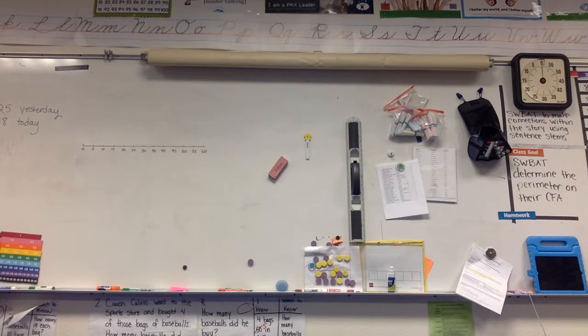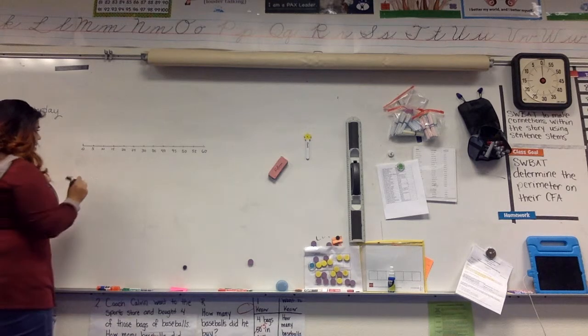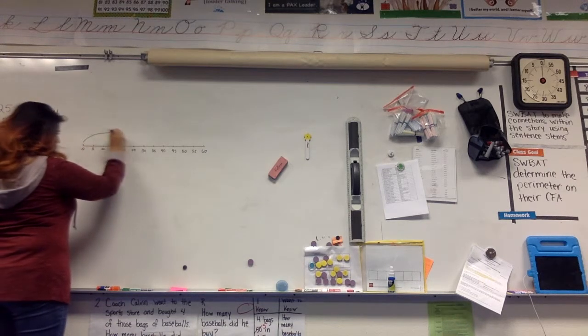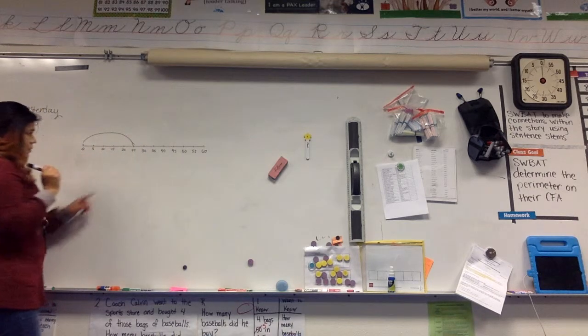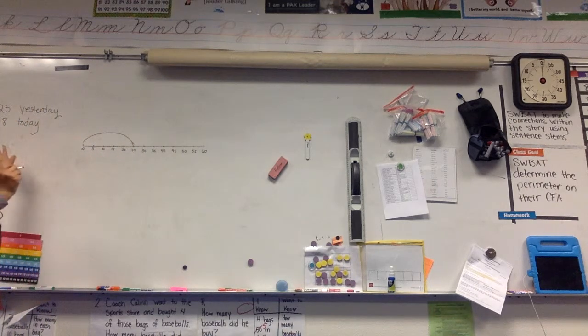If I write it on the board, you're writing it on your desk. So he has already read 25. We're at 25, right? There we go. 25. That already happened. So I know it's going to be more than 25. I'm going to have to do some more jumping.